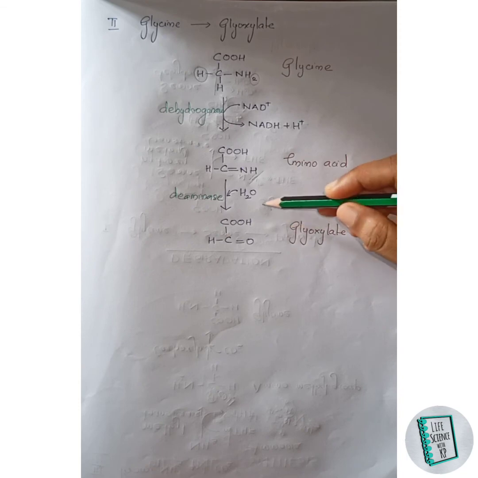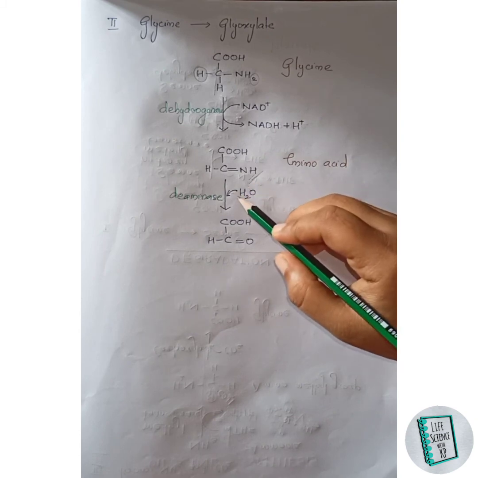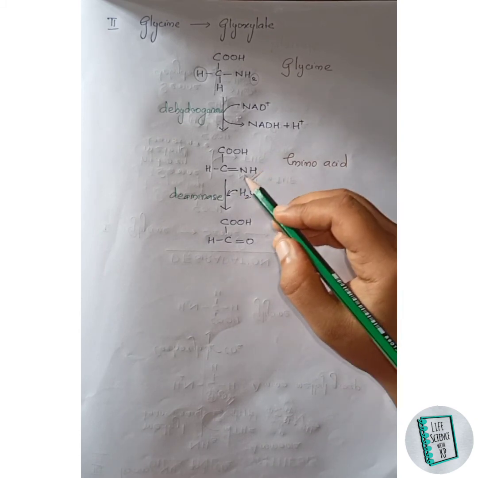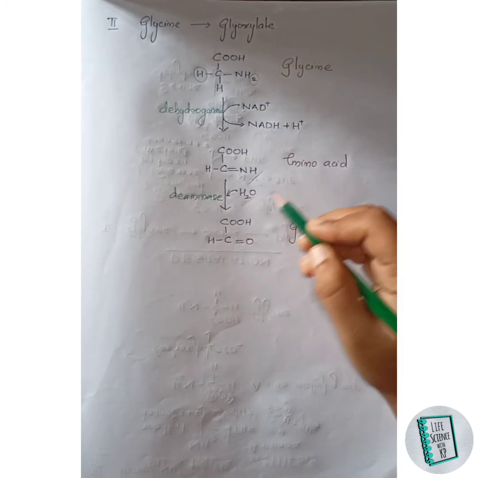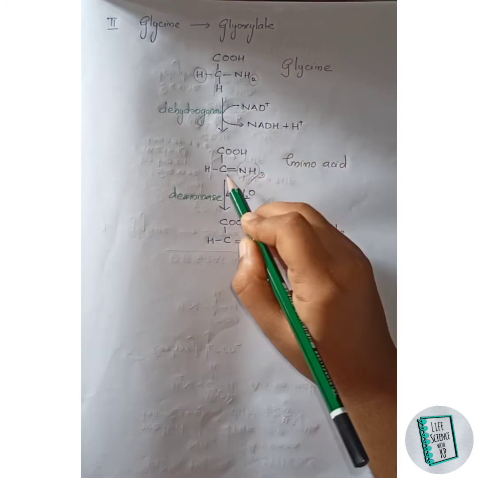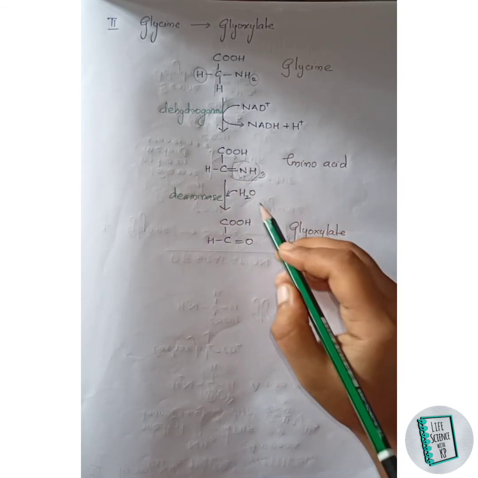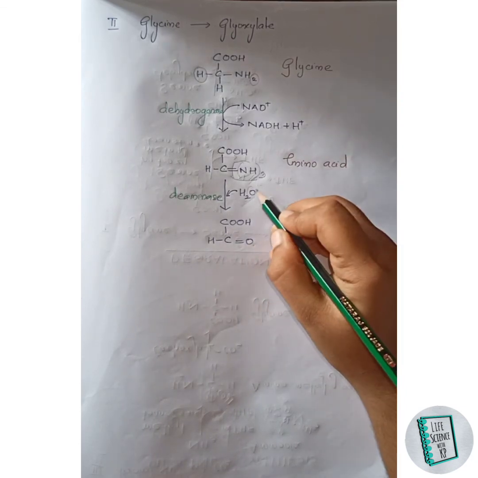Then this imino acid, in the presence of deaminase enzyme, gets converted to glyoxylate with the removal of ammonia. Here addition of water also occurs. What happens here is this H2O, that is this water molecule, donates its two hydrogen atoms to this NH and converts it to NH3 and cleaves this bond, and thus the remaining oxygen attaches with this carbon by a double bond and forms glyoxylate. Here NH3 is removed. Thus this is the pathway for degradation of glycine to glyoxylate. This is all about the degradation of glycine.